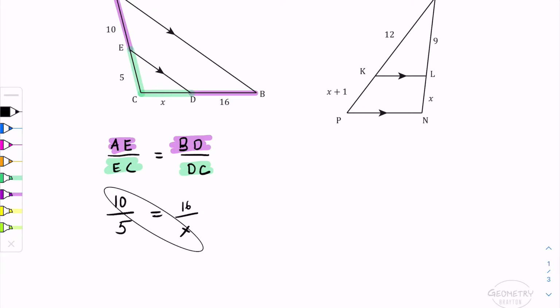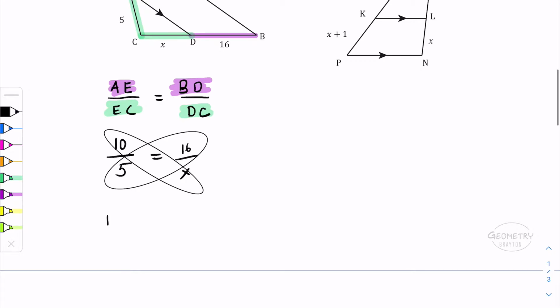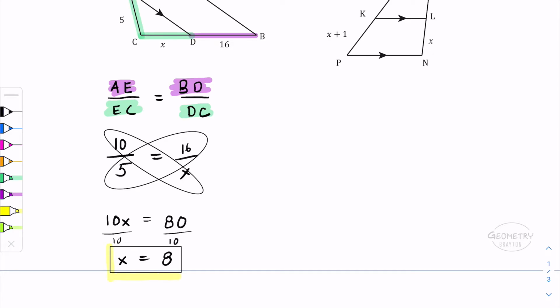And now I can use cross multiplication, or the cross product property, and I can solve. So I have 10x is equal to 16 times 5, which is 80. Divide both sides by 10, and x is equal to 8. And if you want to check your work, you can always substitute this value back into your proportion and make sure that it comes out to be true.